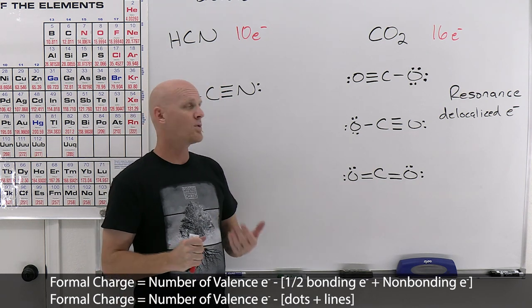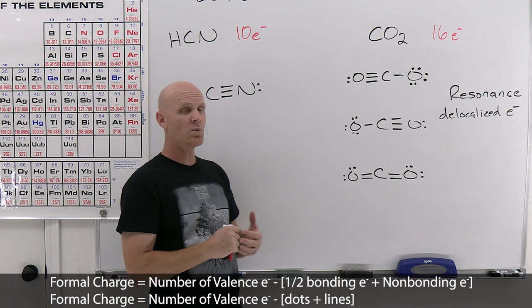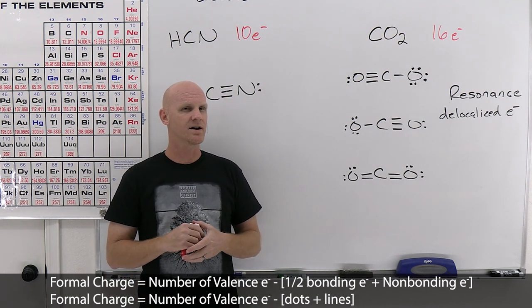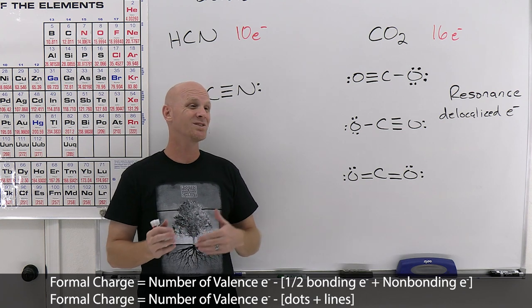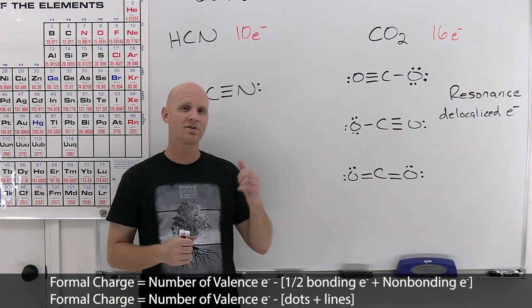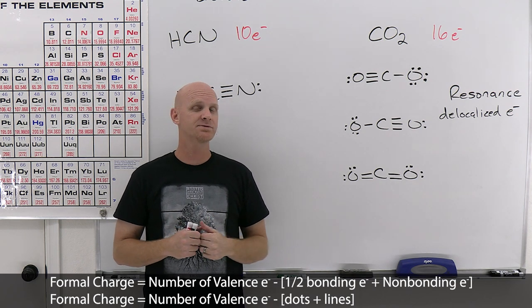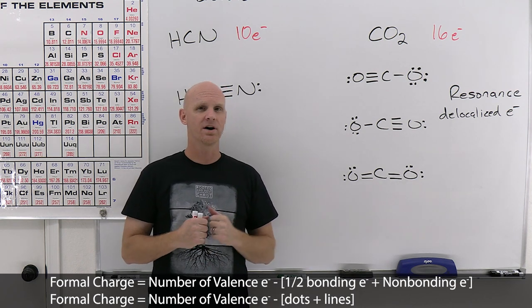There are a couple different ways this works. You can learn the real formula and use it, but you're not likely to remember that 6 months from now, or you can use a different formula. But the real formula says take the number of valence electrons for an atom and subtract half of its bonding electrons and all of its non-bonding electrons.